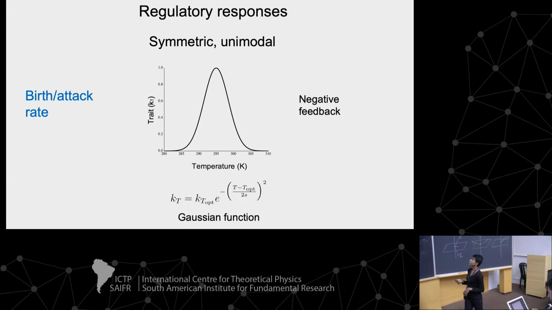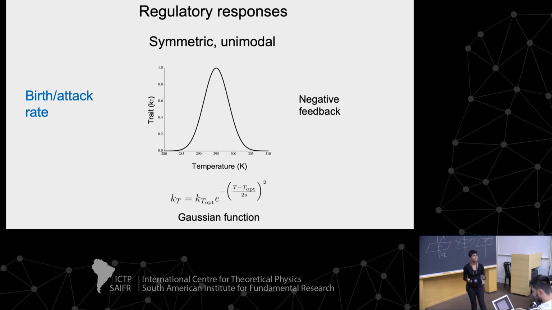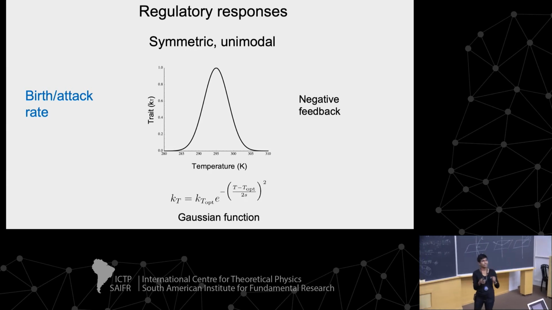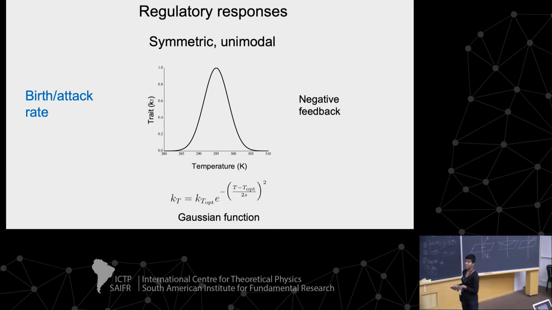as I showed you before, the other type of response are these regulatory responses that are more symmetrically unimodal, that we generally represent using a Gaussian. In fact, the data fit well, as I showed you yesterday, to a Gaussian function. And they are driven by negative feedback in these rate processes, and that matters a great deal as well.